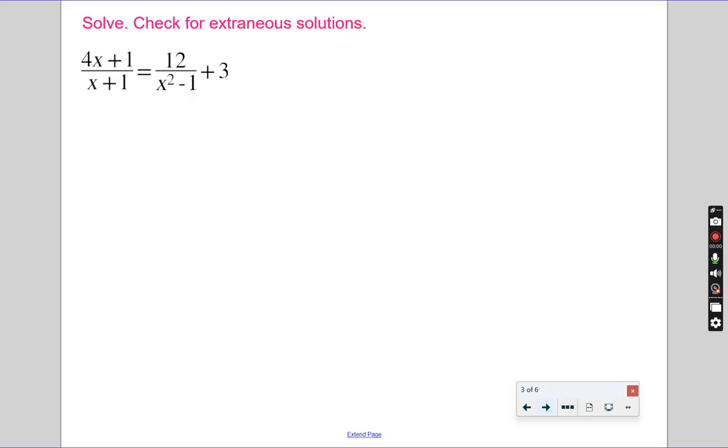All right, the first thing is to try to figure out what I need to multiply by to clear out all of the denominators here. So look at the denominators. Any thoughts on what we should do first? Why don't we factor this x squared minus 1? So x plus 1 times x minus 1. Okay, now what do you think I should multiply by to clear out everything? x minus 1 times x plus 1.